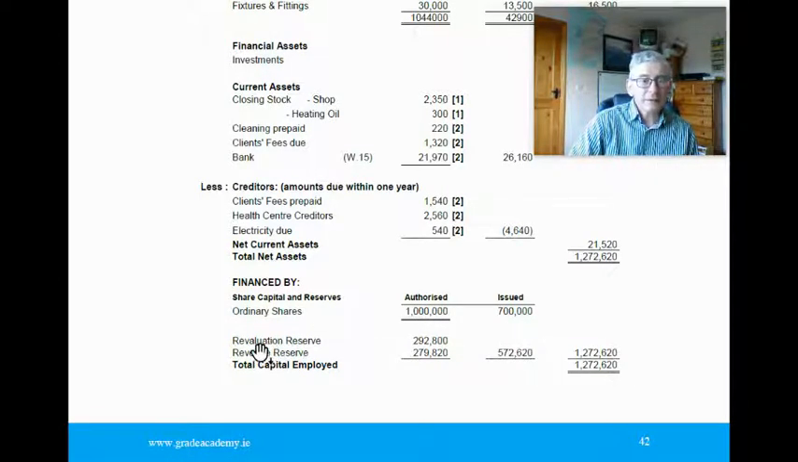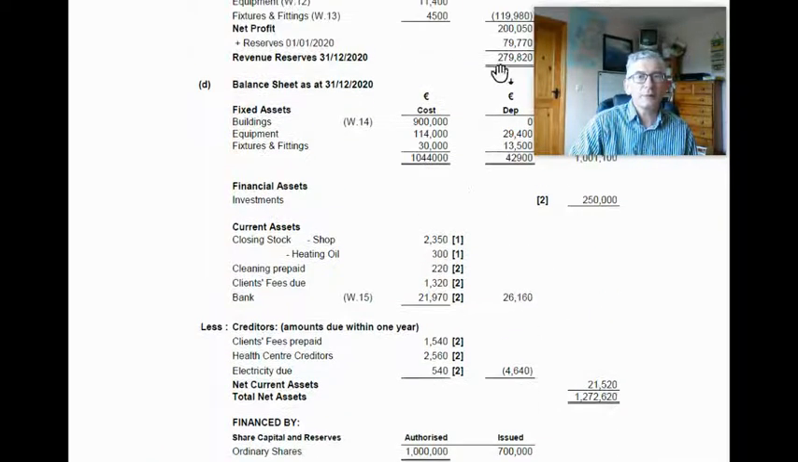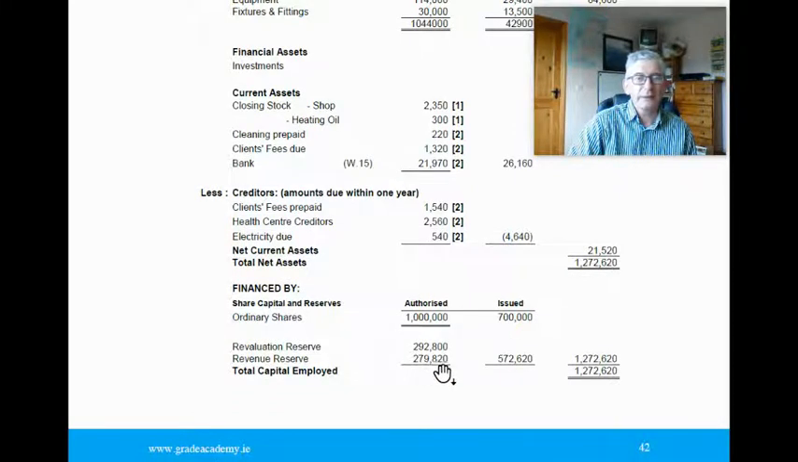Now, the reserves then, well, we've worked out our revaluation reserve to be 292,800, and the revenue reserve is 279,820. And where do we get that figure? From up here in our profit and loss account. 279,820. That gives us 572,620. And therefore, our total capital employed is 1,272,620. And you kind of shout hip, hip, hooray, in the sense that you're very confident, 95% confident that your answer is fully correct.